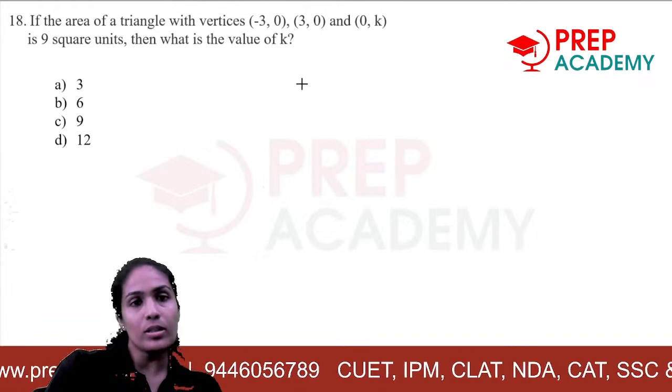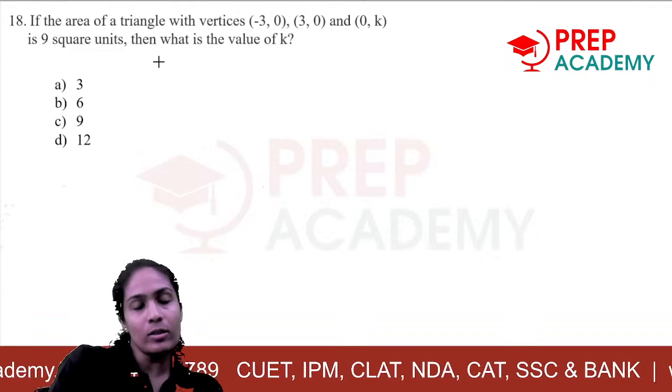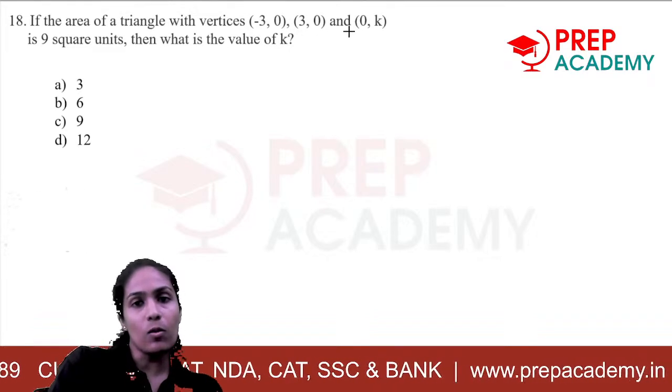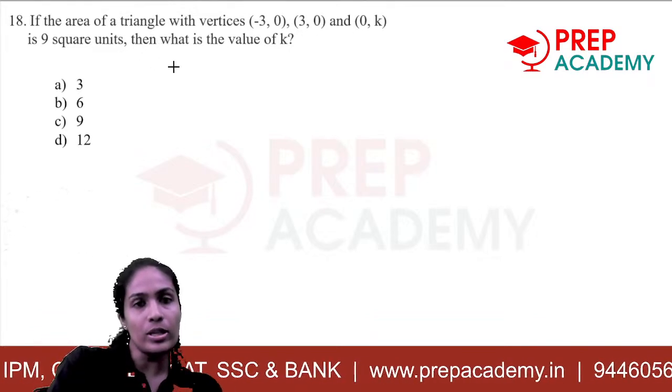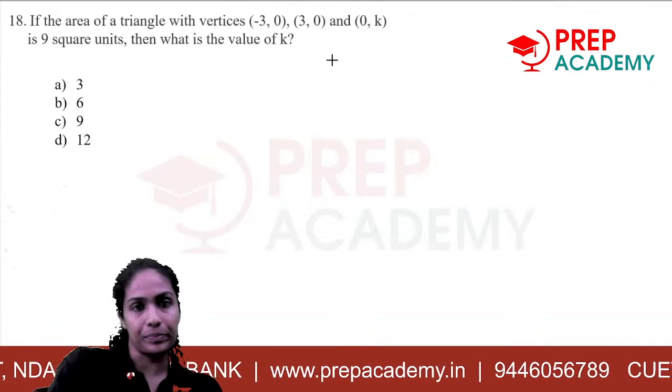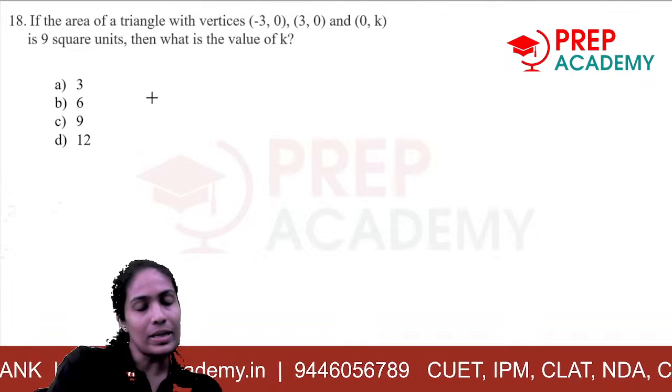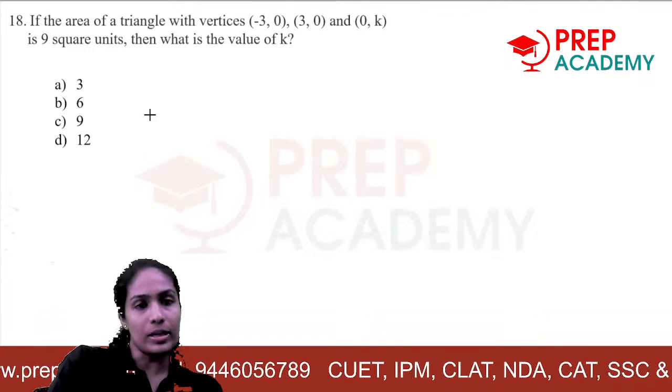So now the next question, the 18th question. The area of a triangle with vertices minus 3, 0, 3, 0 and 0, k is 9 square units. Then what is the value of k? You are asked to find the value of k. Option A is 3, option B is 6, option C is 9 and option D is 12.